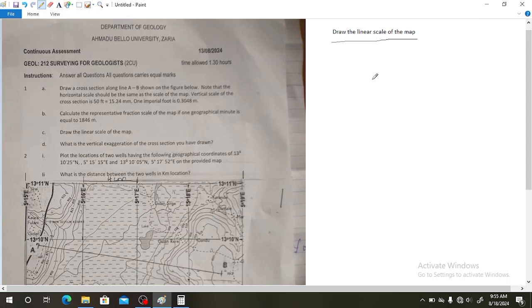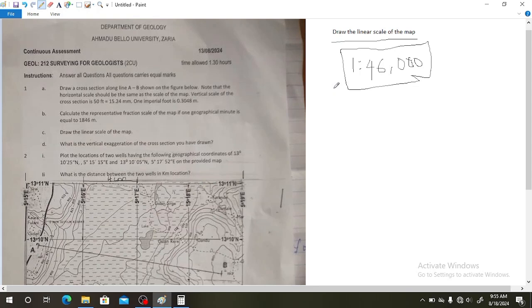Based on this fractional scale we have gotten from this map. And what is the fractional scale we have gotten? From our previous video, that's from B, we got 1:46,000. That's the fractional scale we have gotten. How do you draw the linear scale now? It's very simple.